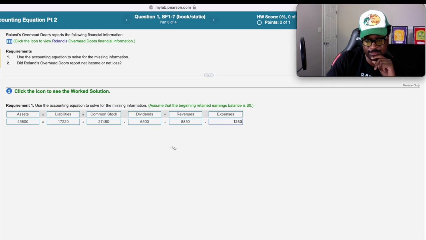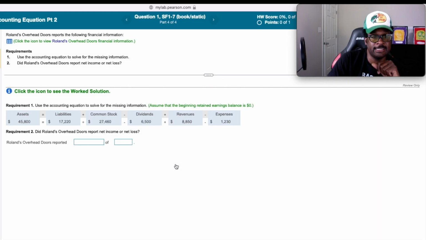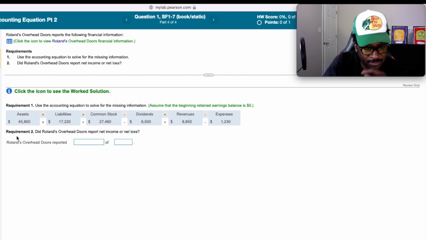So let's check the answer. Nice work. Let's move on to the second requirement. Requirement number 2. Did Roland's overhead doors report net income or net loss?